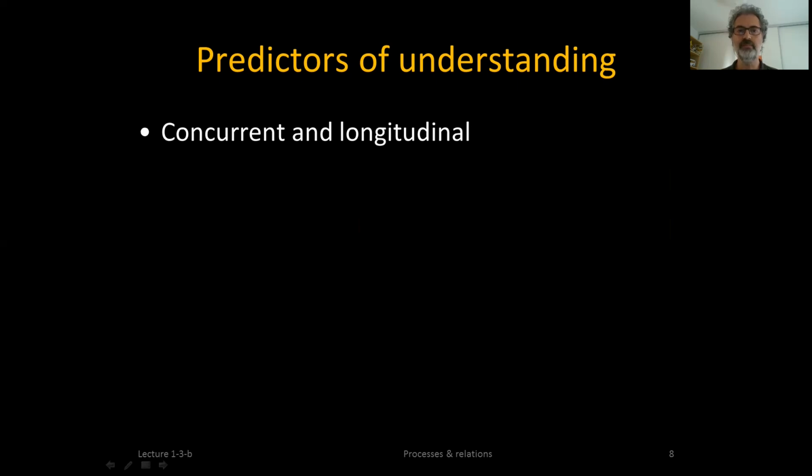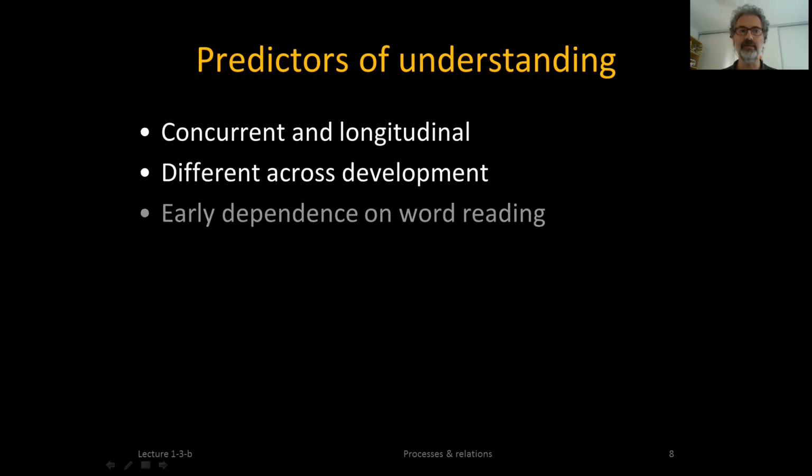For a longitudinal predictor, we might ask, what can we measure in preschool children that will predict how well they will understand written passages in middle elementary school? So these are two different kinds of questions. Importantly, the predictors of understanding are different across development. So it's not the exact same things that predict how well you understand in different ages or in different developmental levels of reading and language.